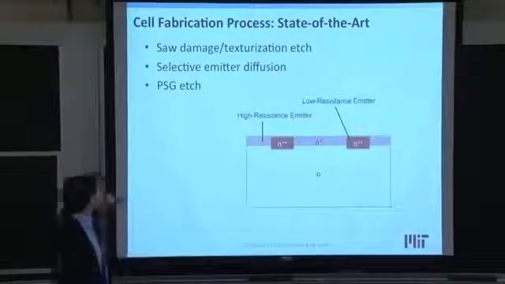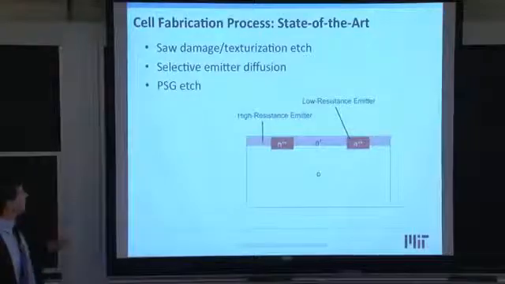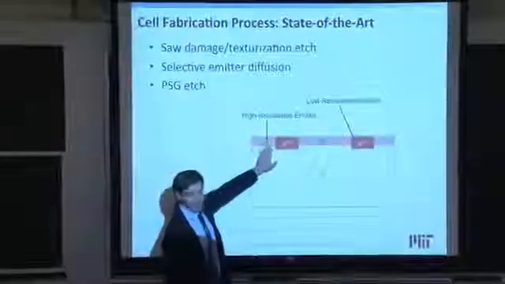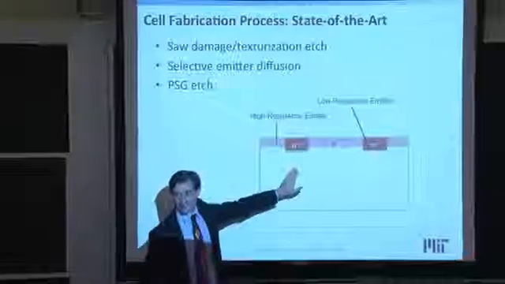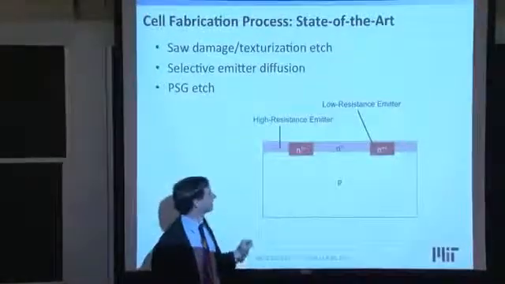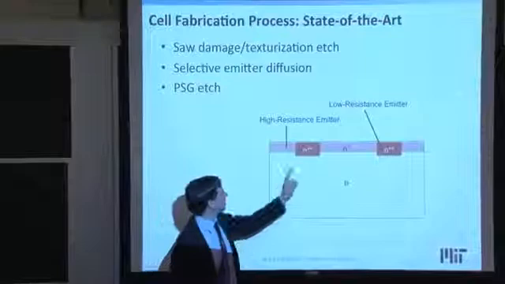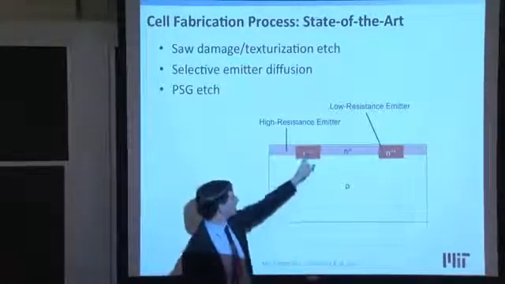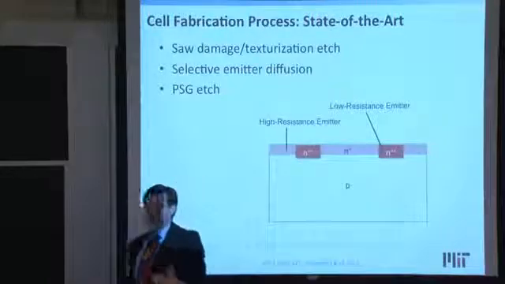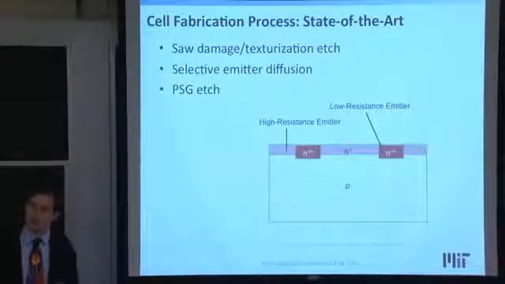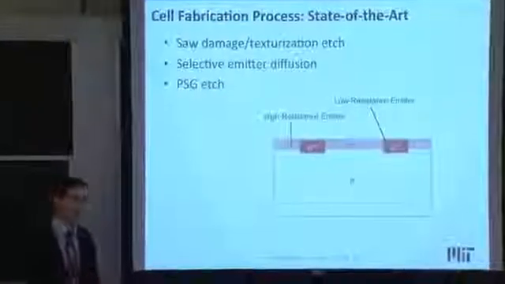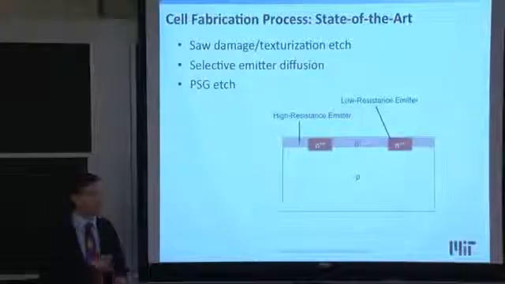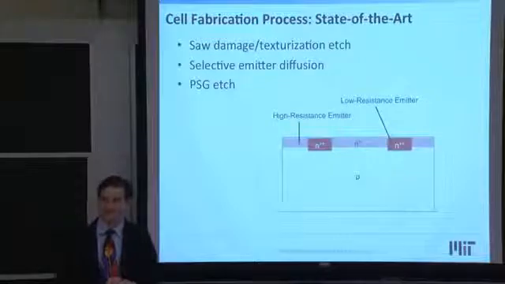The first step after the saw damage etch is to do what's called an emitter diffusion to create your PN junction. And typically what we do is deposit a lower resistance or more highly doped, that's why we have the 2 pluses here, that means very highly doped, emitter right underneath where the eventual contact metallization will go. That's to reduce the contact resistance. That's to create the tunneling junction between the semiconductor and the metal.